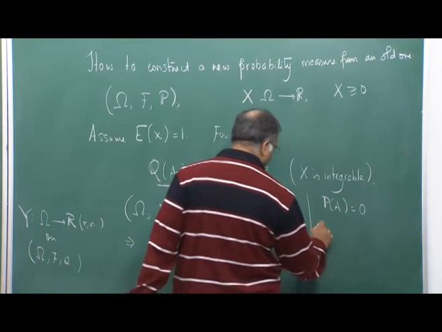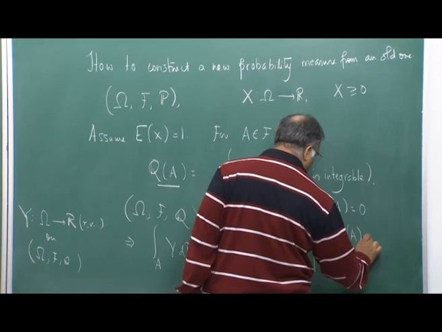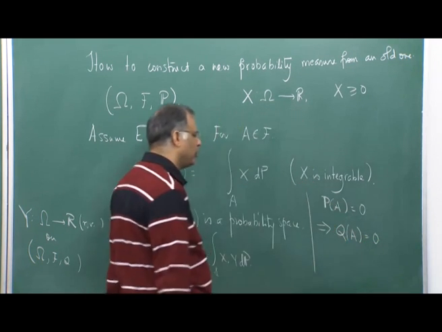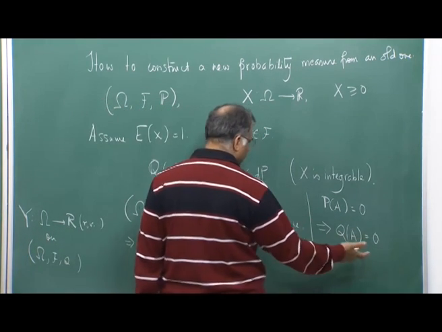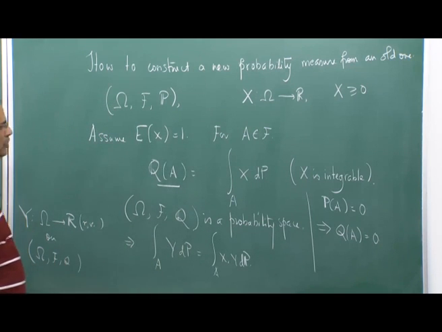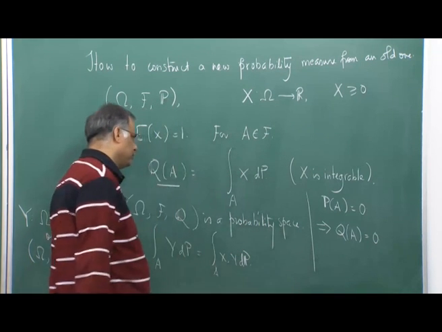Then in this particular case, it would imply that Q of A is equal to 0. This is called Q being absolutely continuous with respect to P. So, if you have an A for which P of A is 0, then Q of A is also equal to 0. This is fundamental, which comes out from this definition.